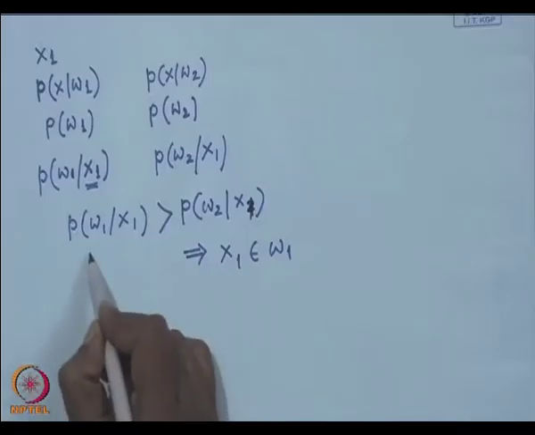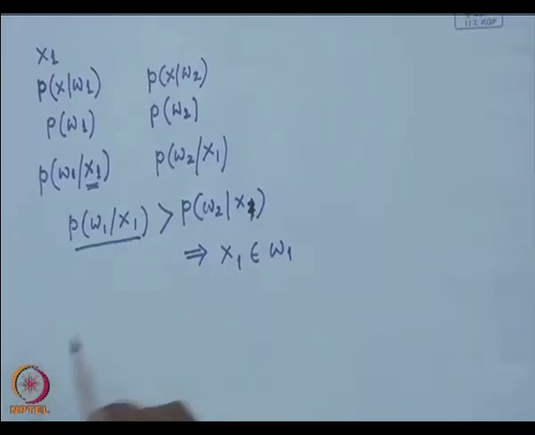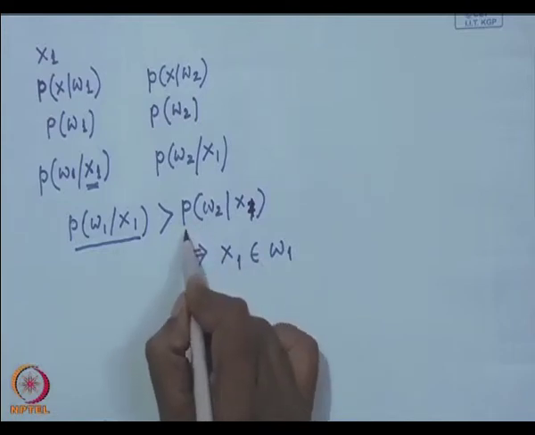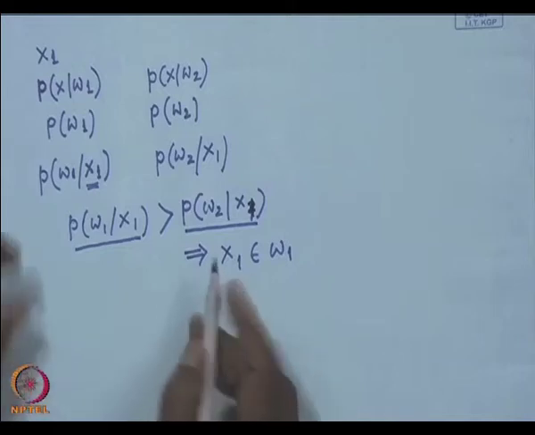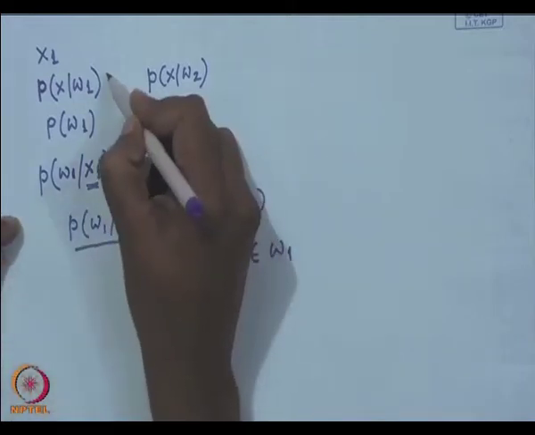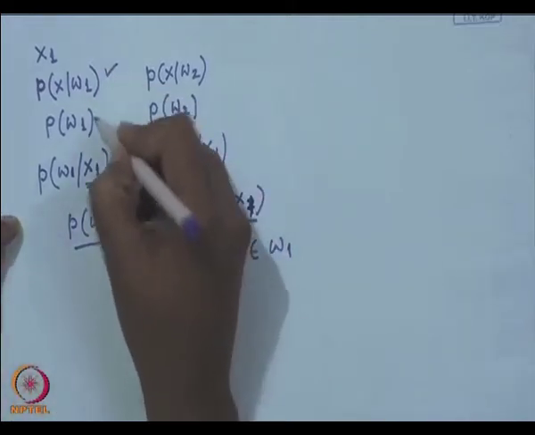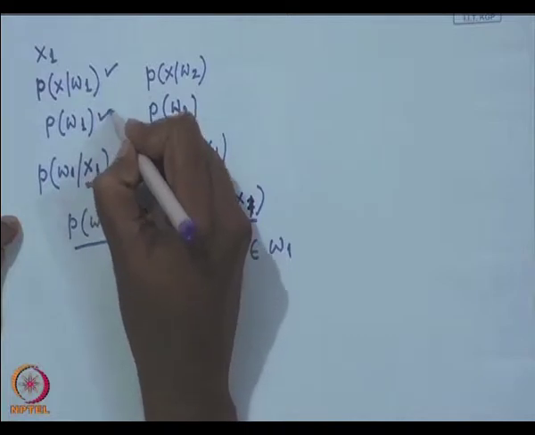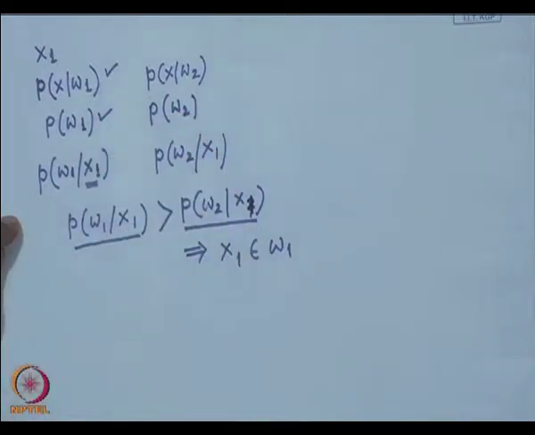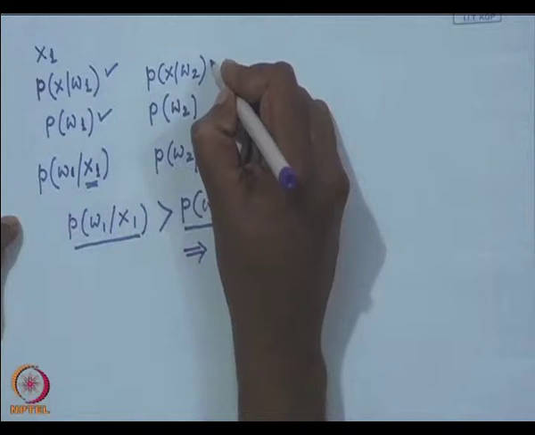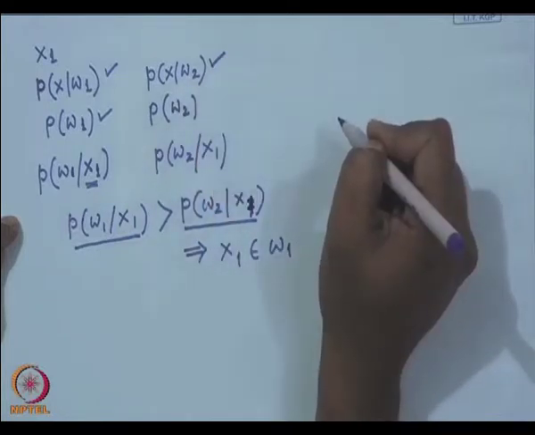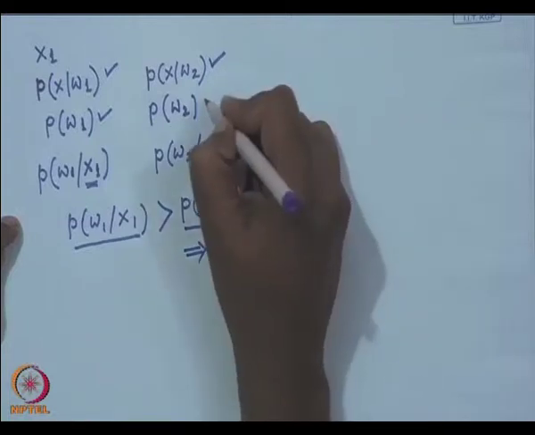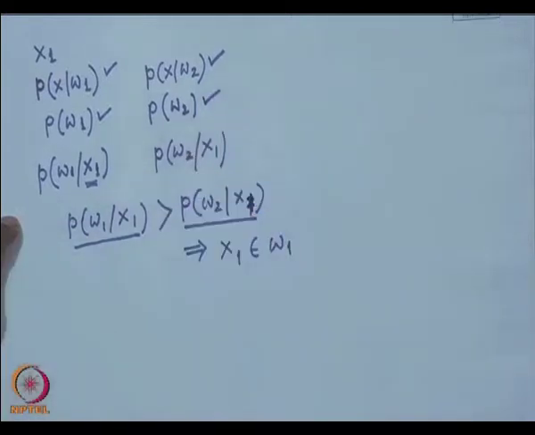And when I compute p of omega 1 given x 1 or p of omega 2 given x 1, we use the Bayes rule, as I know p of x given omega 1 and I know the a priori probability p of omega 1. Similarly, I know the class conditional probability density function p of x given omega 2, and I also know p of omega 2, which is the a priori probability.